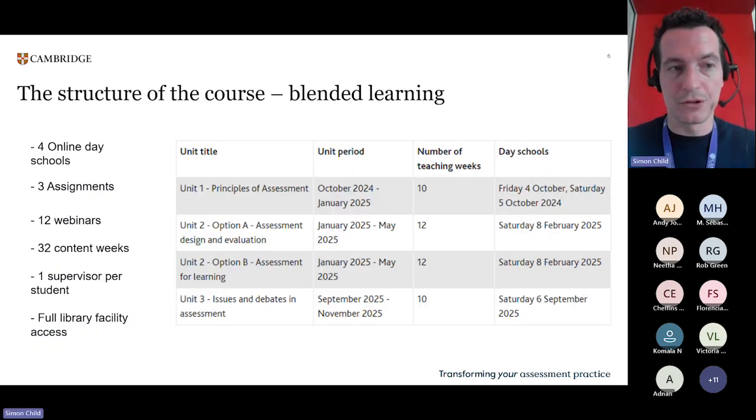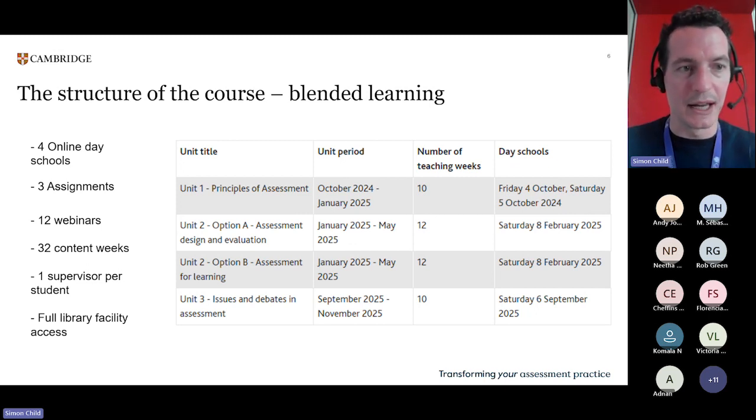In terms of the structure of the overall course, there are 4 online day schools that are run across the course, mostly attached to individual modules within the course content. So the first one in this year is the 4th of October, and there's some in February and the 6th of September as well the following year. For each of the units, there is an assignment for each. You'll notice here in this slide for Unit 2 there are two options, so option A and option B.